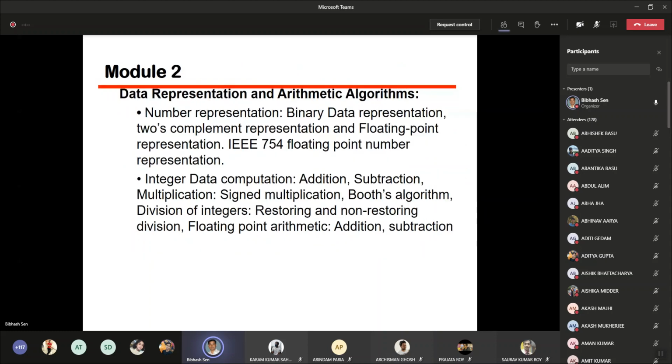Then you will find data representation and arithmetic algorithms. This is our module 2. In this chapter, we will learn different binary representations of data. We have already studied some so far, but here we will study computer arithmetic, how registers are actually utilized properly to get a multiplier result or to get the data. Or again, the IEEE 754 floating point number representation, which is standardized.